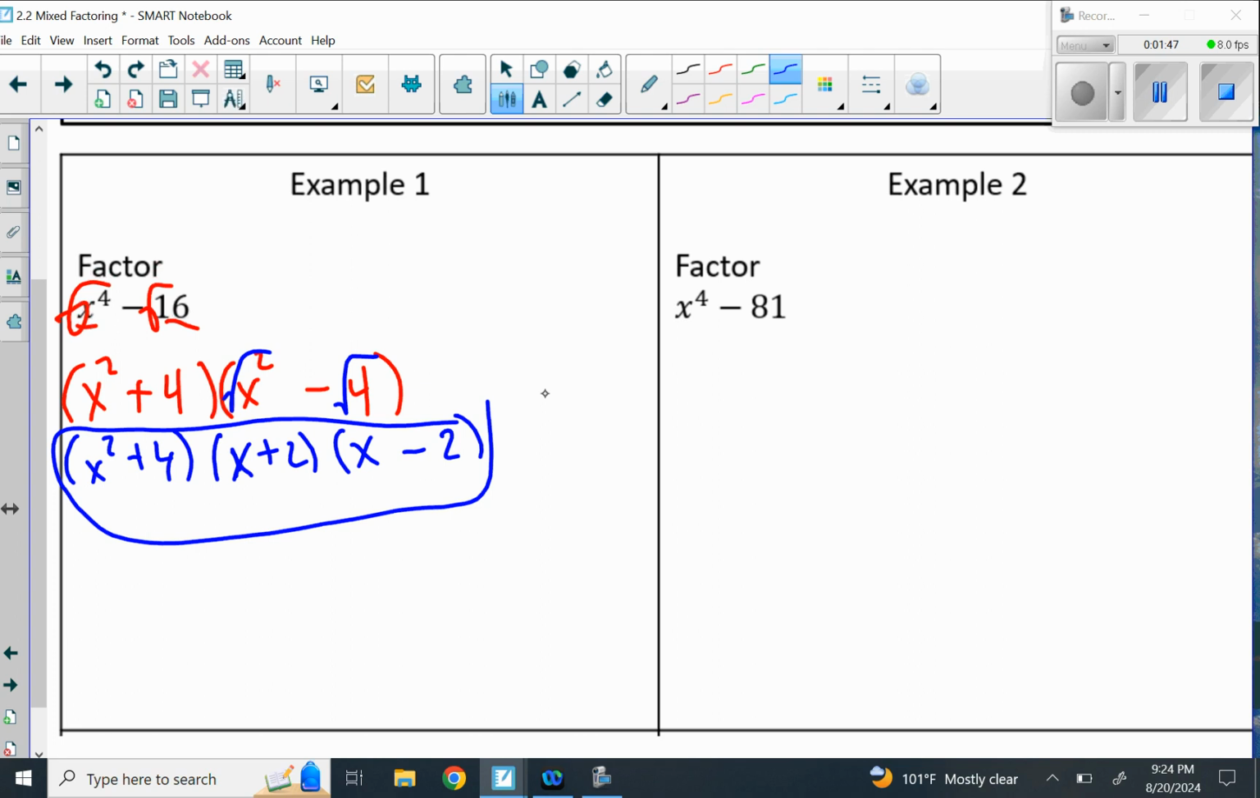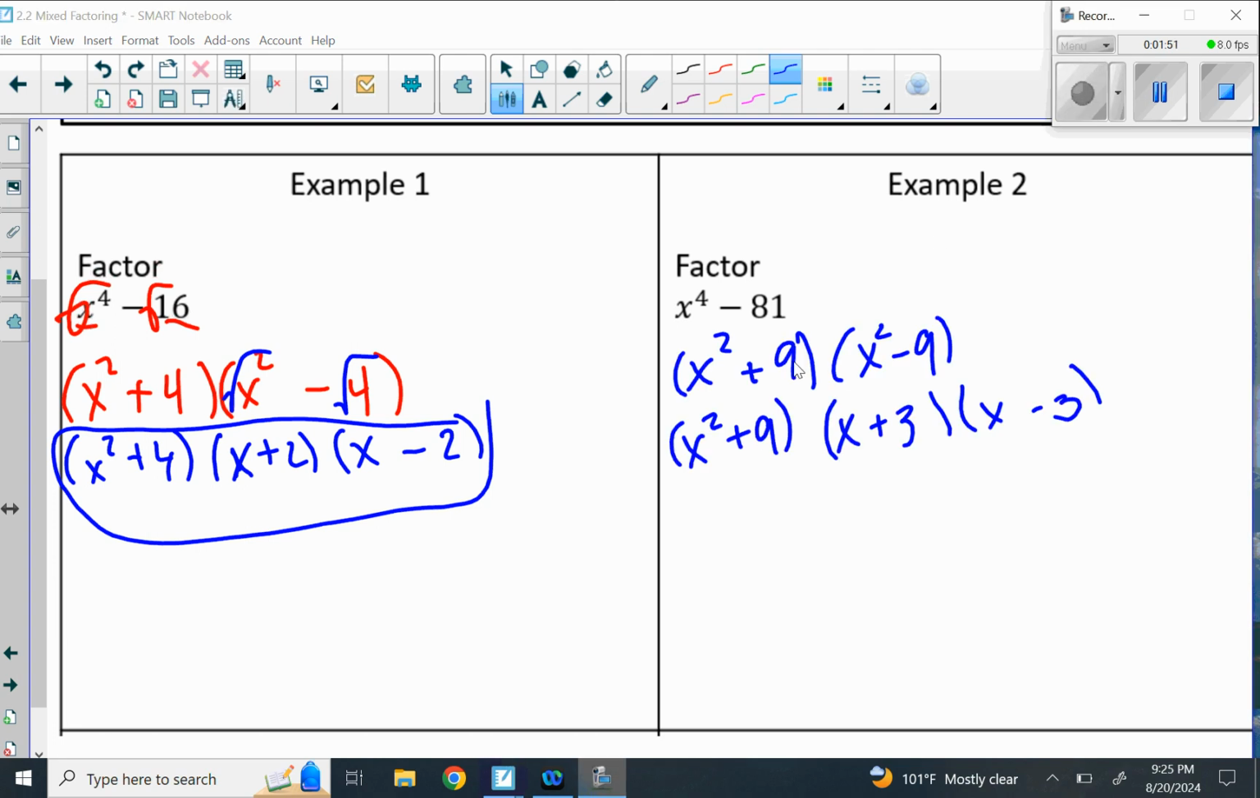So I want you guys to try example 2 and then check your answer. Alright, you should have got x plus 3 and x minus 3, or x squared plus 9, x plus 3, x minus 3.